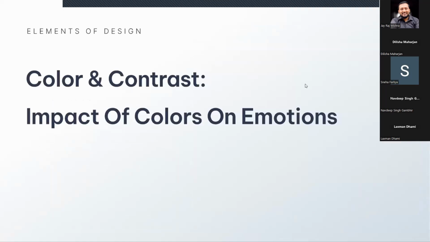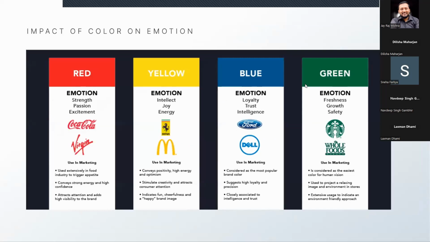Okay, so next is color and contrast. There is a certain psychology behind every color that is used. Red makes you feel passionate and energized. It is often associated with passion and love, as well as anger and danger. So we can see red is also used on buttons where the application asks if you really want to delete something or cancel the process.